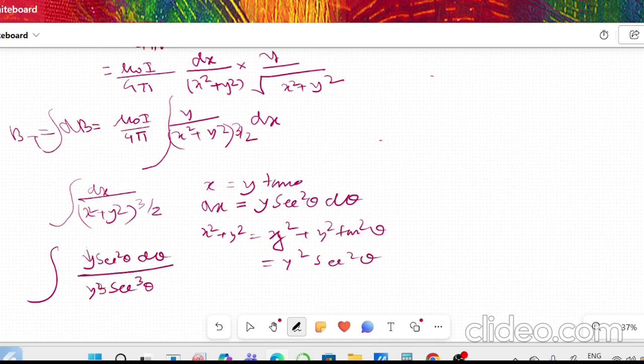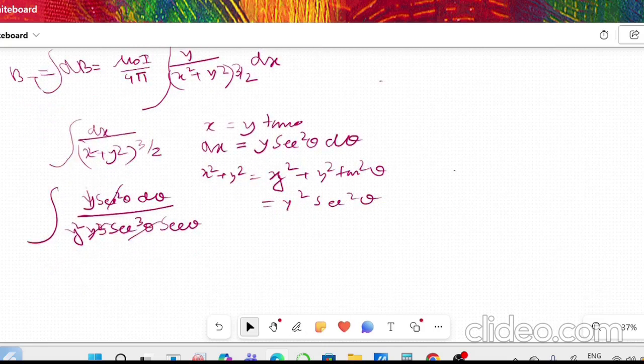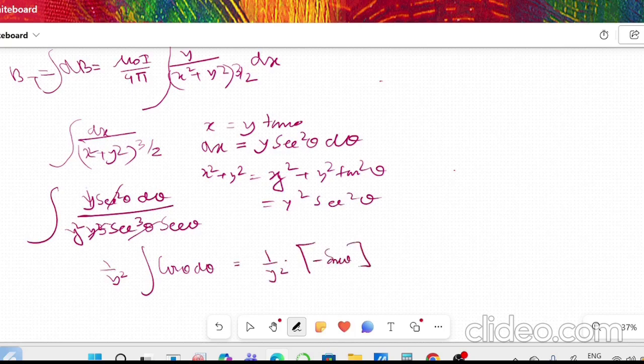So this is q. So this will become y square, and this will become sec theta. So you see, y square can be taken out here, and this will become cos theta d theta. So 1 by y square, and it has become minus of sine theta, and the integration limit.